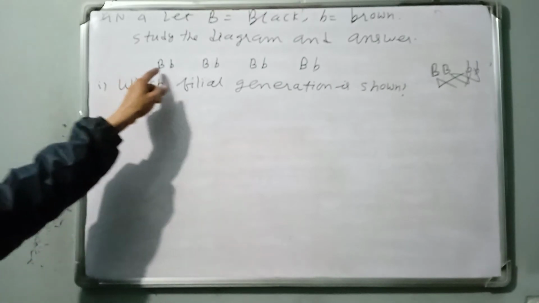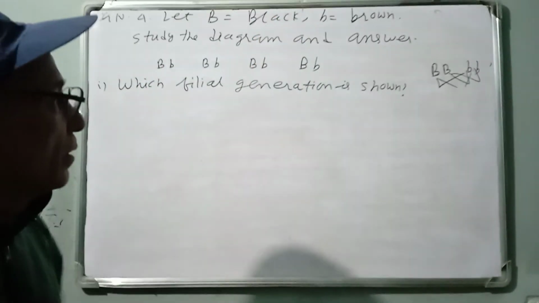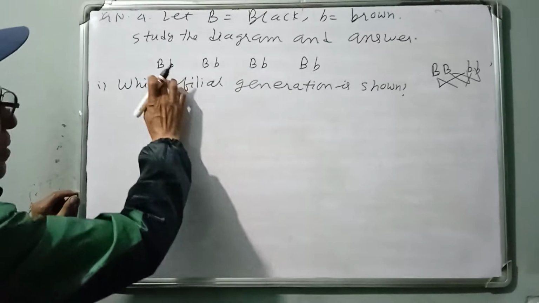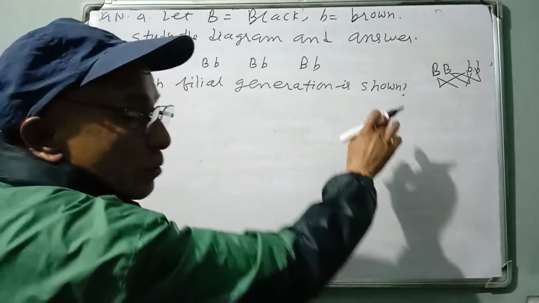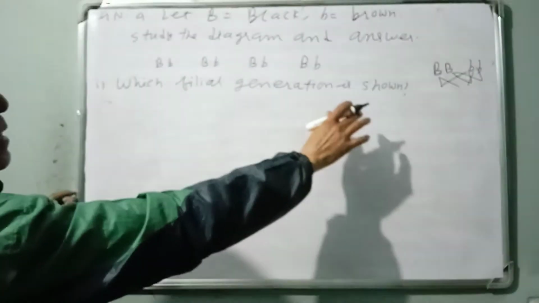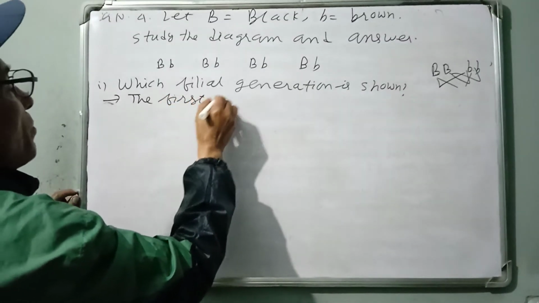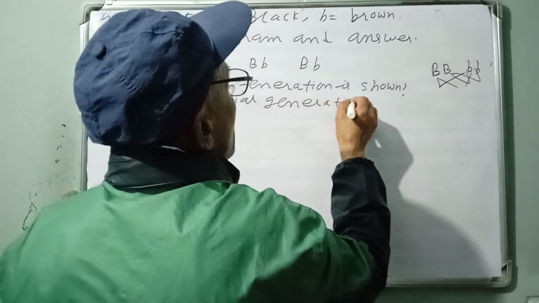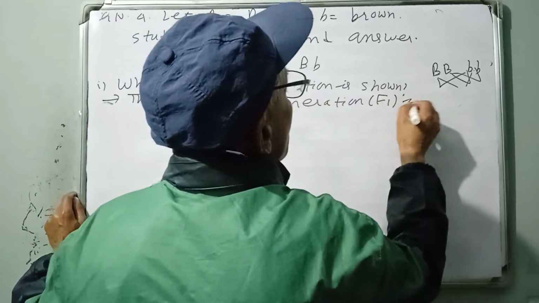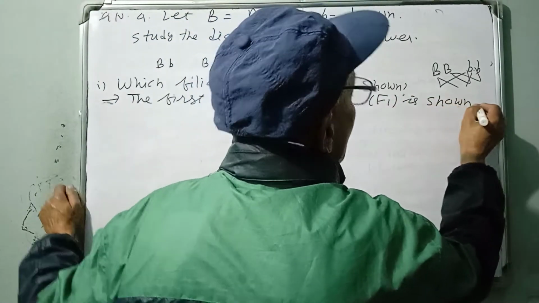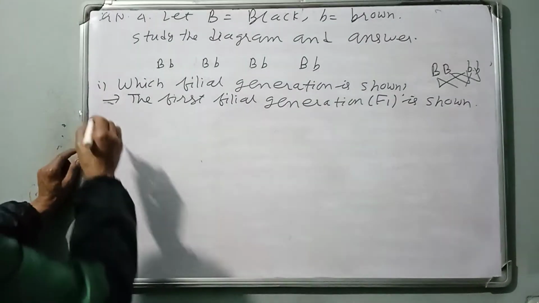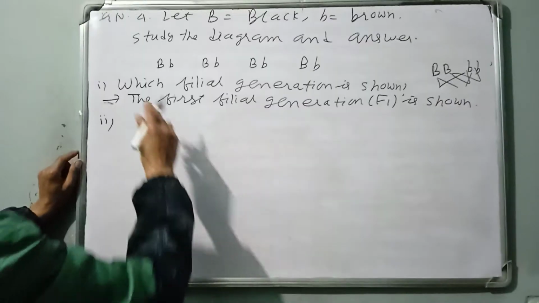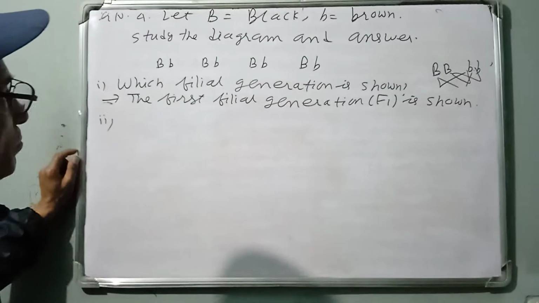When you see capital and small, hybrid black, you should know that the dominant character suppresses the weak character. So, which generation is shown? The first filial generation, F1, is shown, because all are hybrid black.